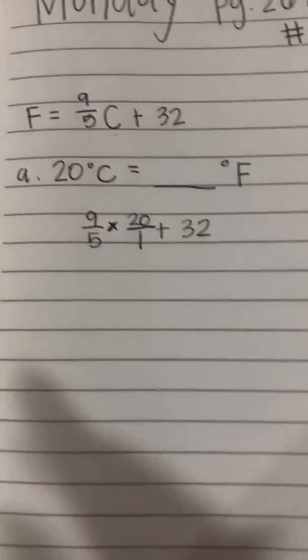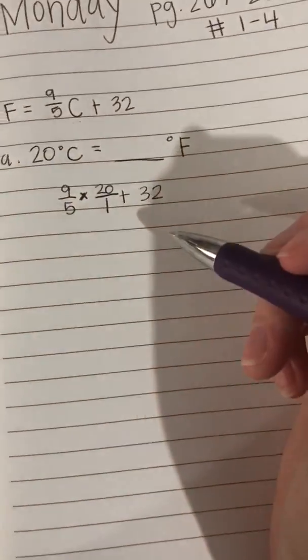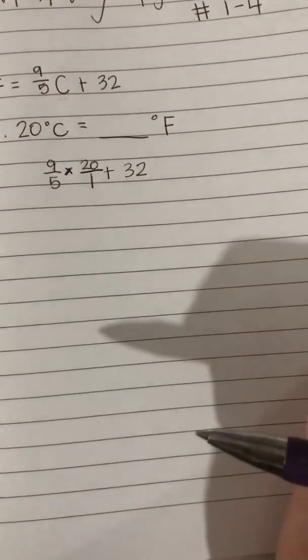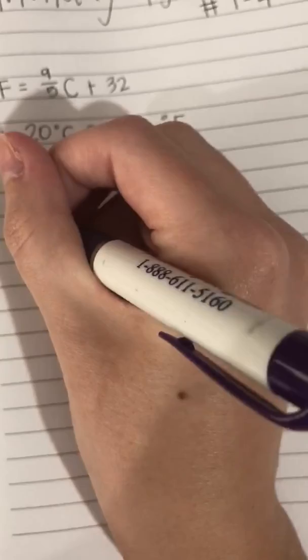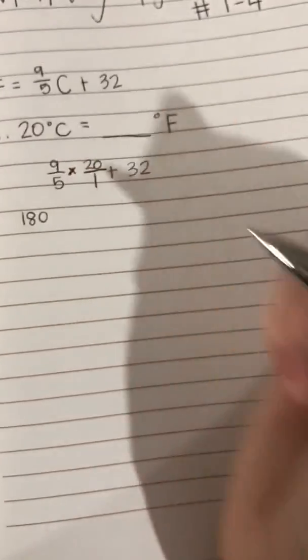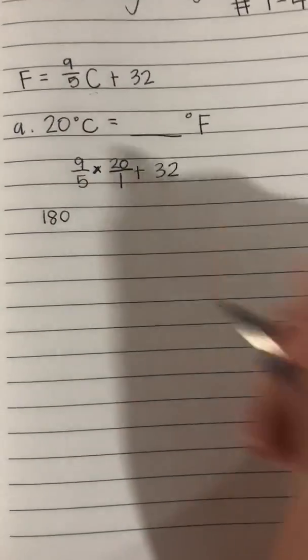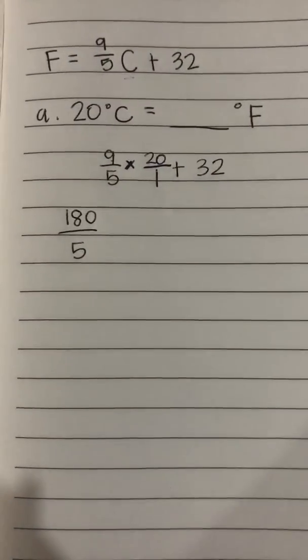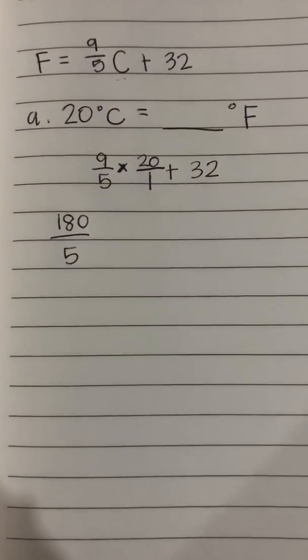Now, there's two ways to do this, so I'm going to try to do both. All right, the first way is to just multiply straight across. 9 times 20 is 180. 5 times 1 is 5. Now you know that's an improper fraction. So what do we have to do? We divide.